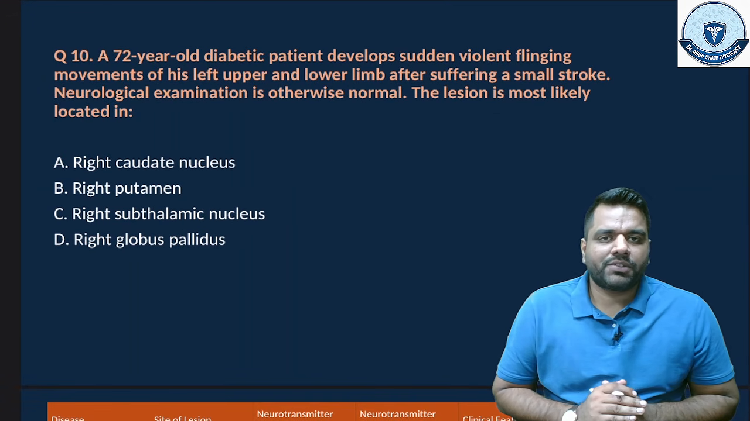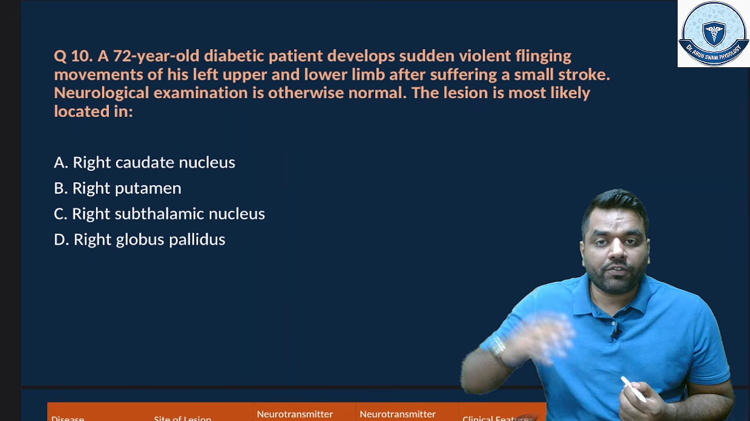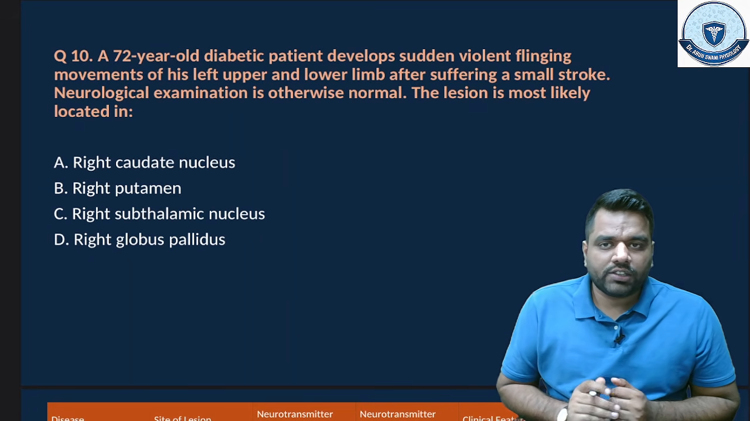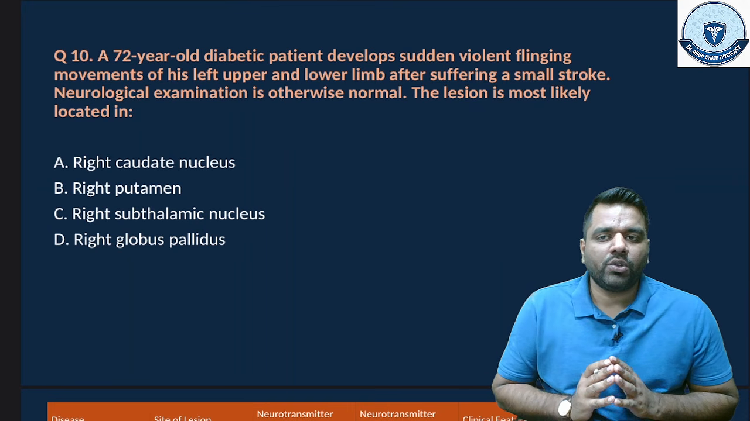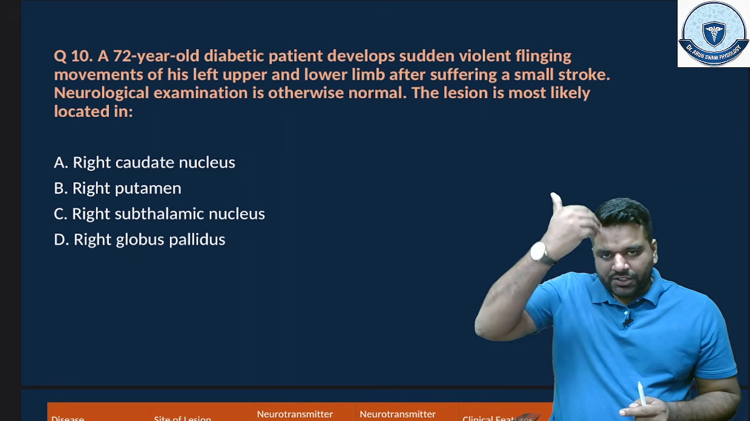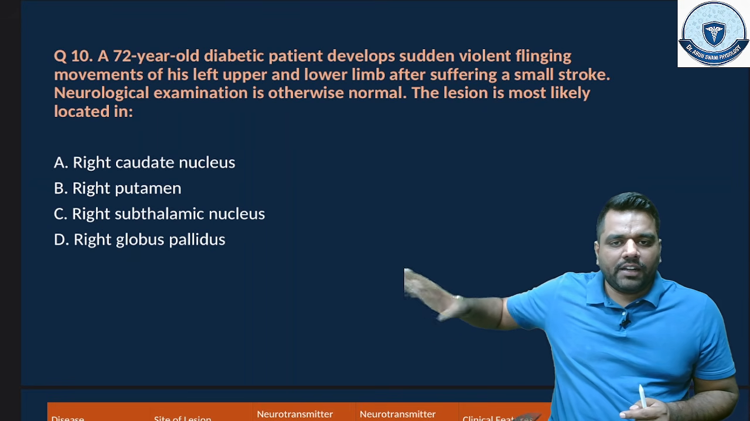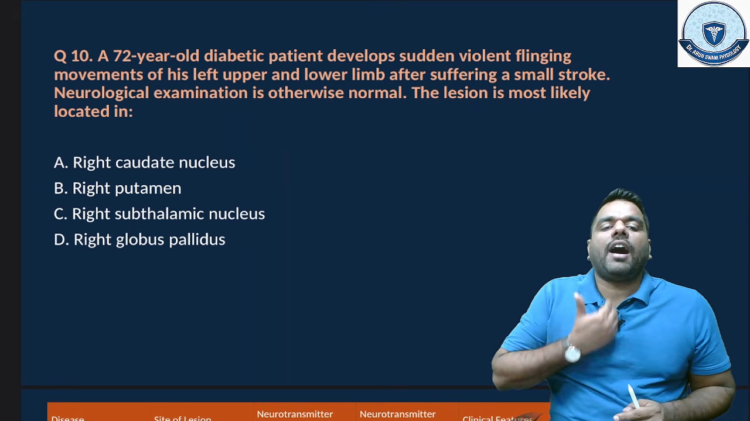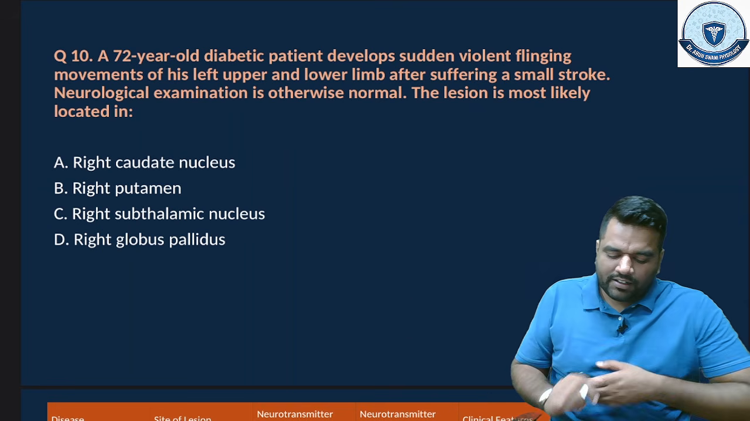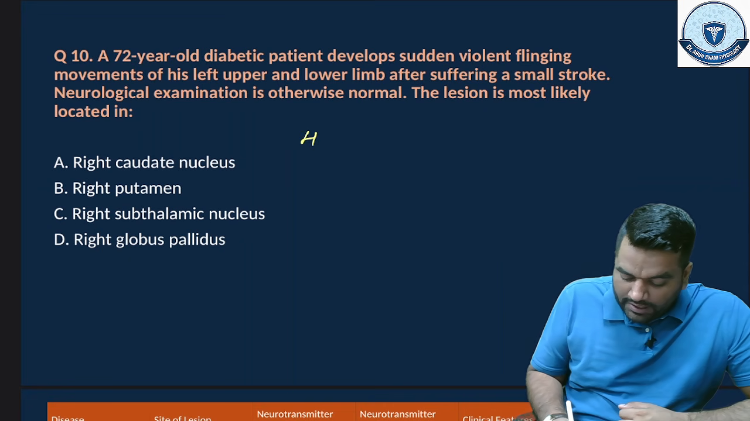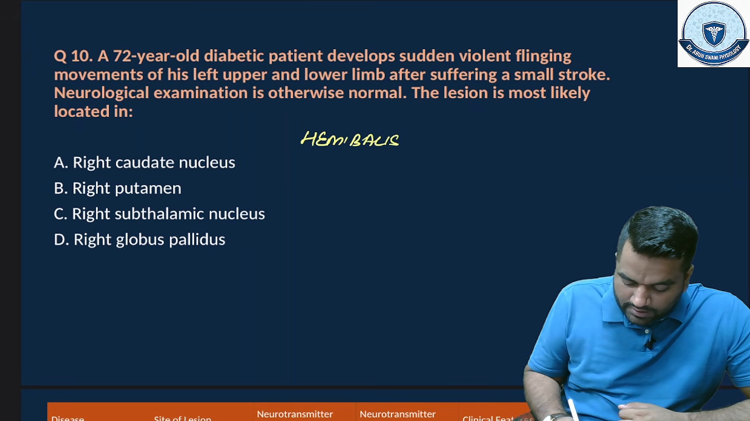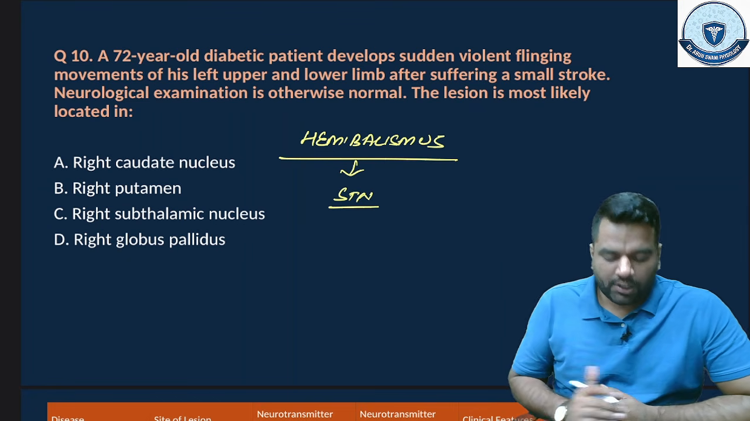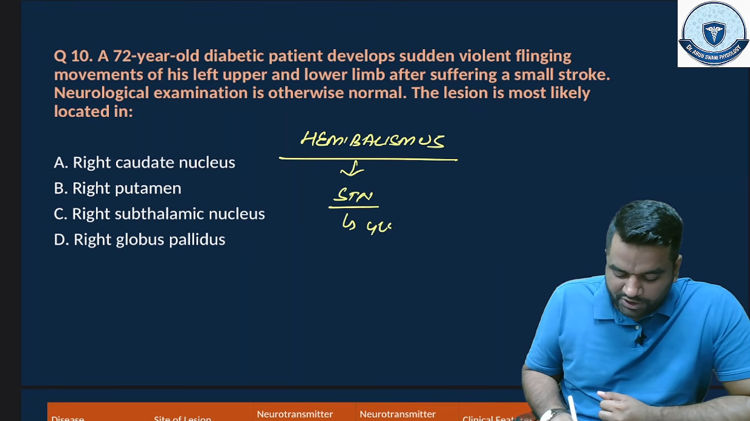Coming to the next, a 72-year-old diabetic patient develops sudden violent flinging movements of his left upper and lower limb after suffering a small stroke. Neurological examination is otherwise normal. The lesion is most likely located. Guys, this is mentioning that the upper part has involuntary movement, and the same side lower part has involuntary movement. It means half side of the body is affected, and this condition we call hemiballismus. Hemiballismus is responsible for lesion at subthalamic nuclei, and subthalamic nuclei contain which neurotransmitter?